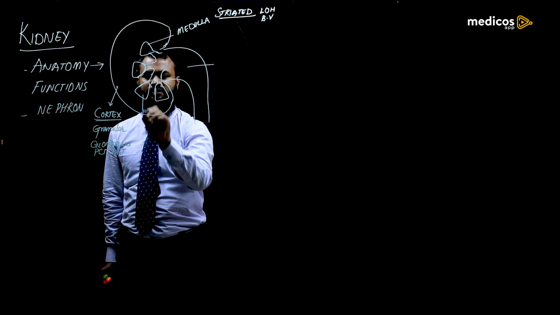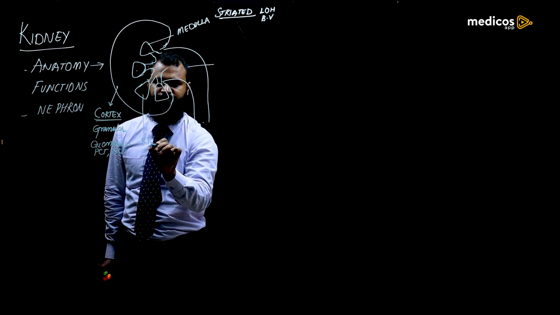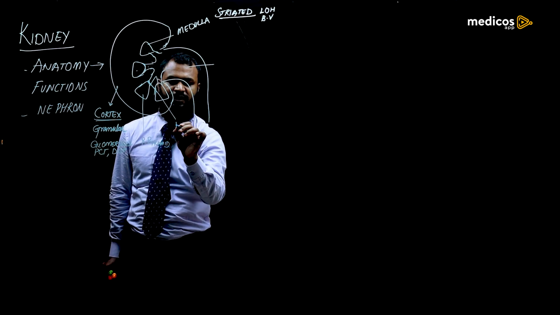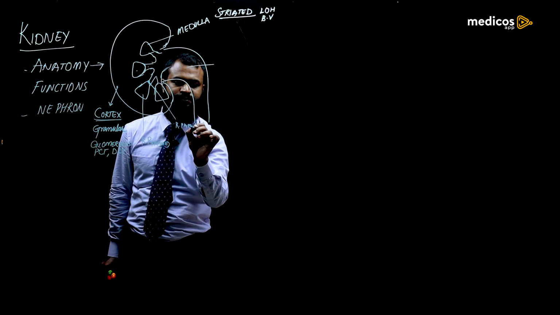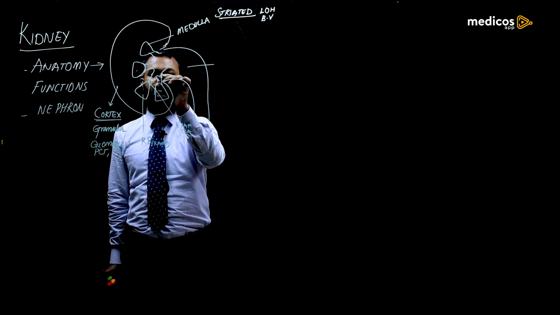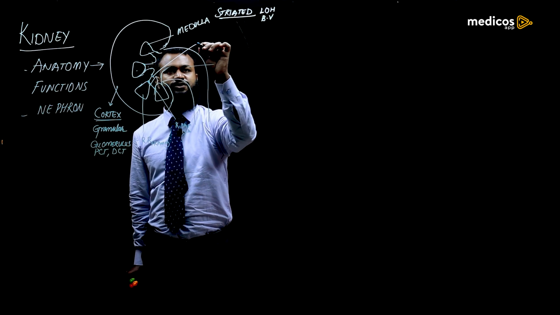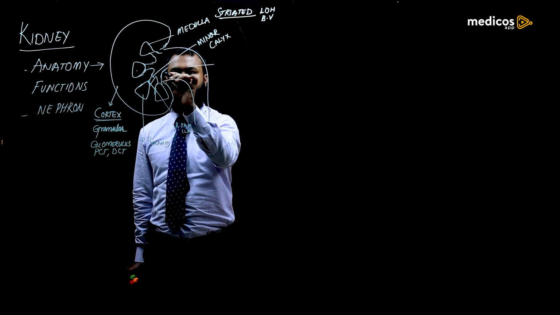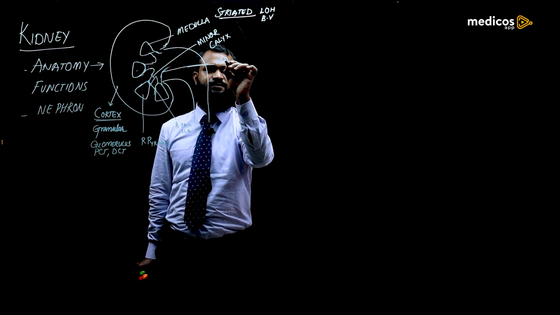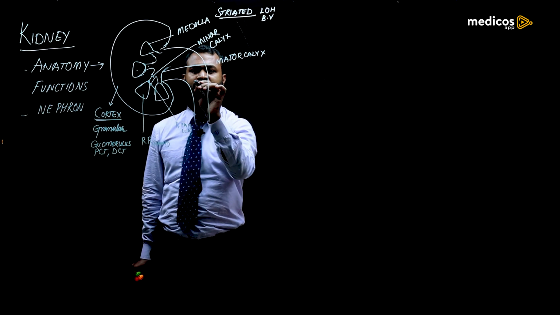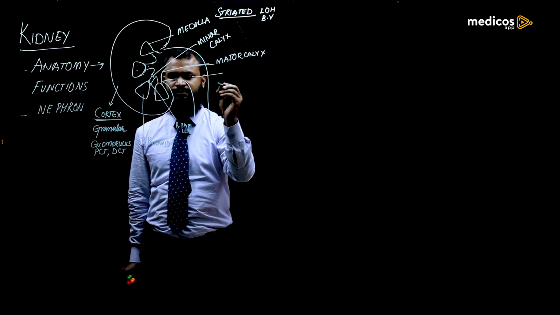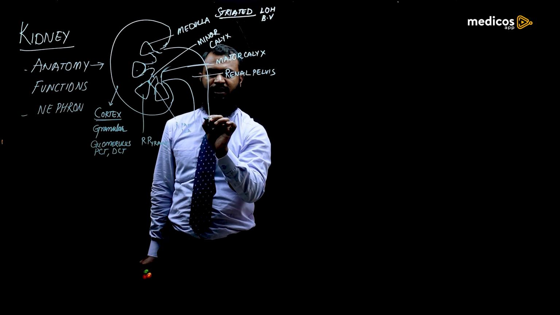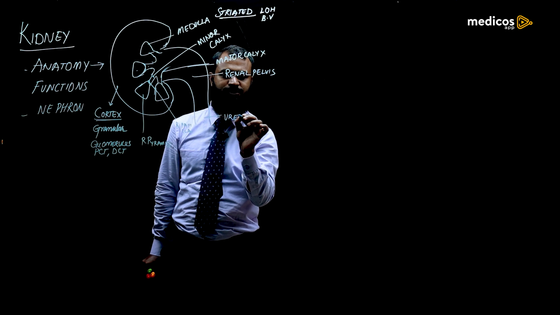So this part is the renal pyramid. It opens at the tip. The tip is called renal papilla. Here, the space after this is called minor calyx. And this part is called major calyx. This is called renal pelvis, and it opens into the ureter.